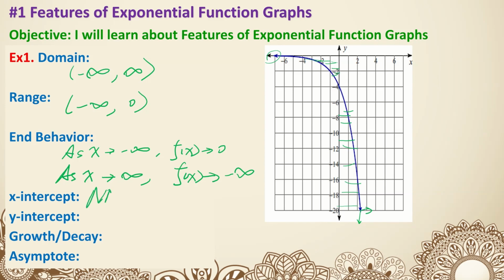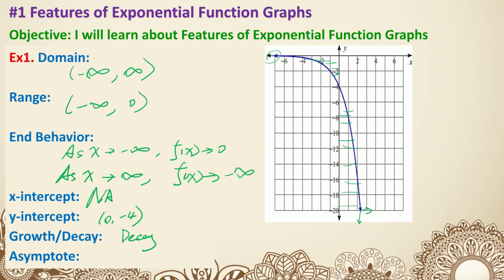X-intercept doesn't exist because that part is not crossing the x-axis, it's going almost flat. Y-intercept is at 0, -4. Growth or decay: when you look at the graph from left to right, you can see it's actually going down. So it's going to be decay because the graph from left to right is actually decreasing.